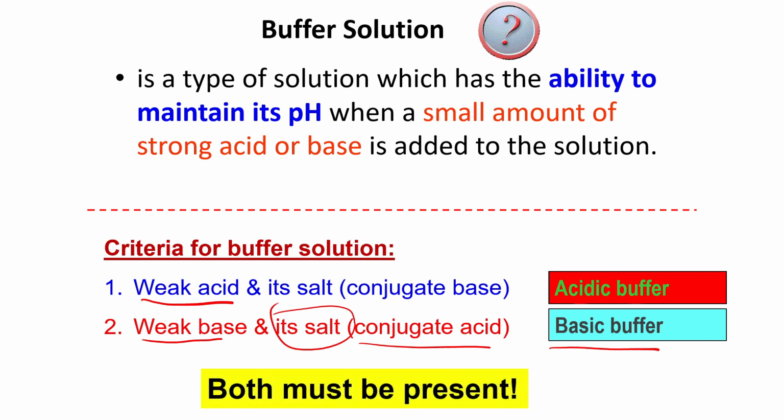So both must present. Kedua-dua mesti ada di dalam buffer solution. Kalau cuma ada weak acid, it is not a buffer solution. Ataupun it only contains salt, okay, ataupun conjugate base saja, it is not a buffer solution. So apakah maksud weak acid dan juga salt? So kita tengok next slide.